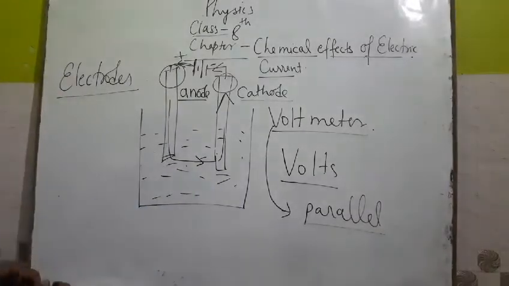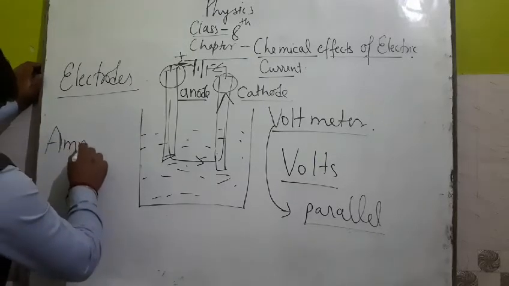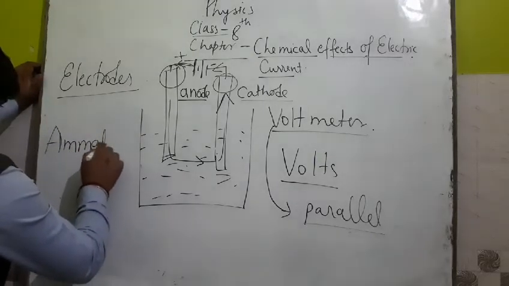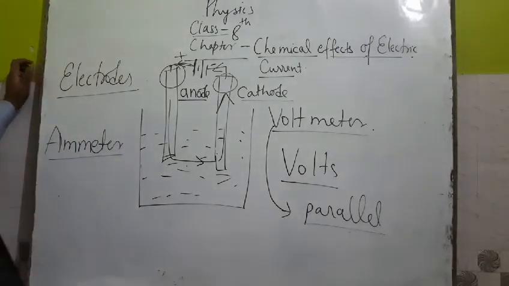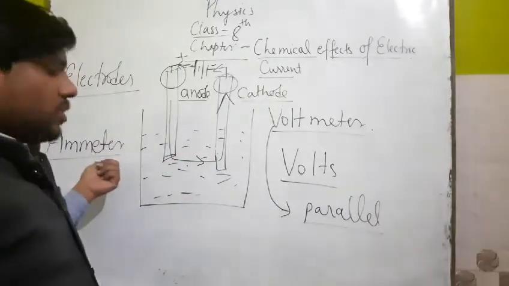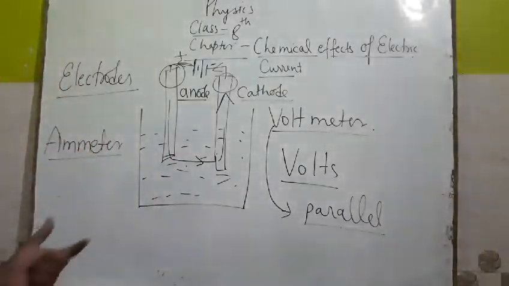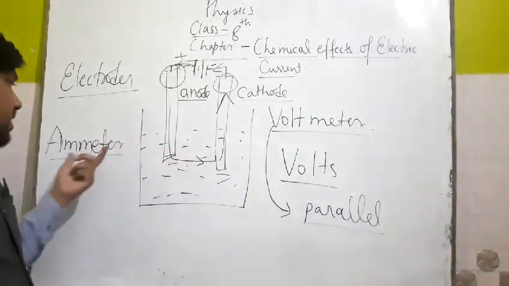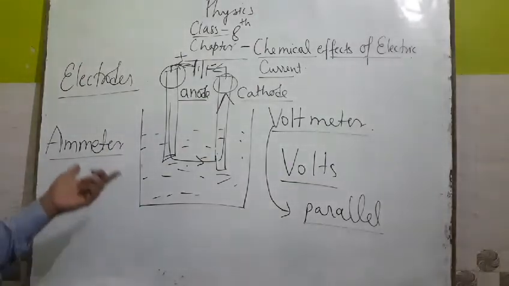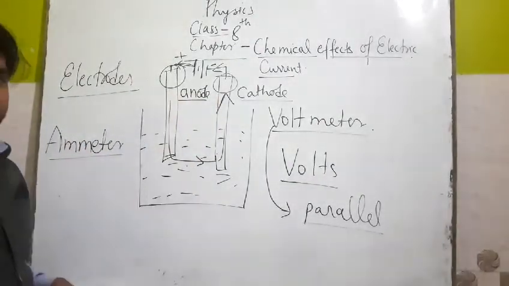Now after that, next term is ammeter. What is ammeter? Ammeter is a device which can measure the electric current in the circuit. And दो electrodes के बीच में कितने amount का current flow कर रहा है, that is measured by ammeter. Means it is a device which can measure the electric current between these two electrodes.